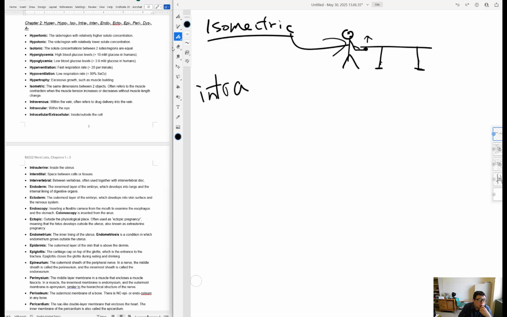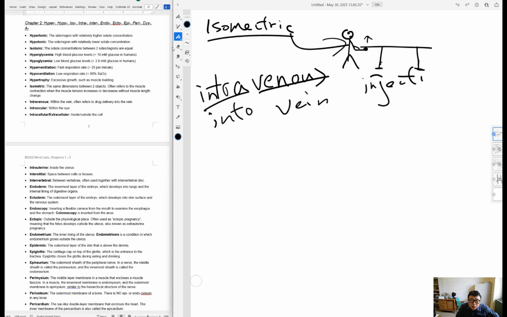Intravenous. Intra means inside. Venous means the vein. Inside, into the vein. It can be used to describe anything inside the vein. However, in most cases, it means an injection.